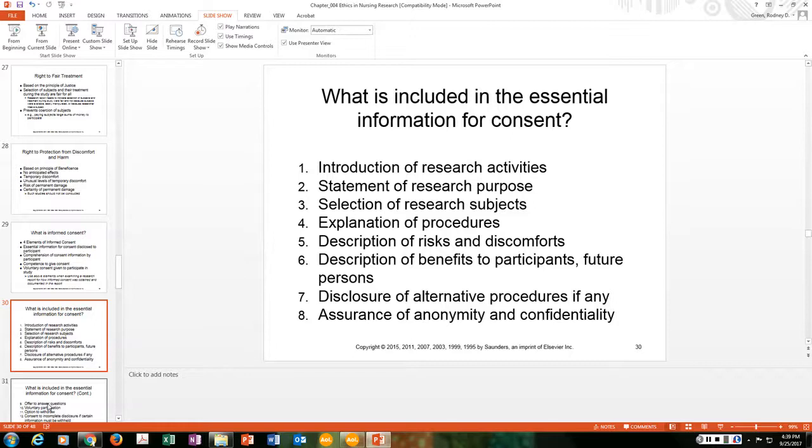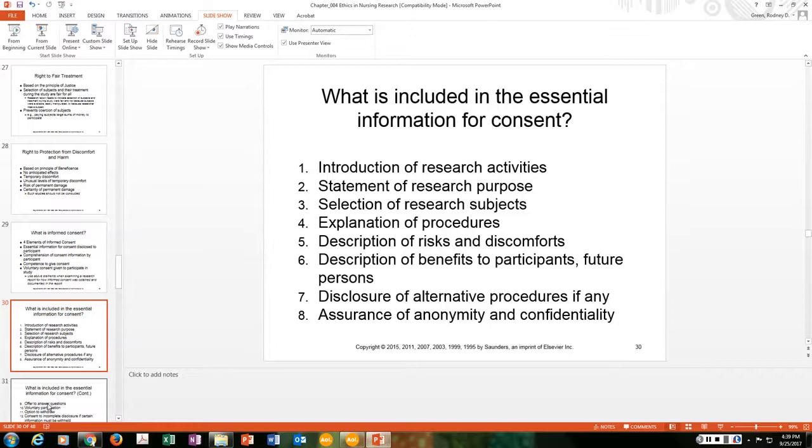Introduction of research activities. The researcher would ask someone to participate in the study. Statement of the research purpose. Selection of research subjects. The researcher might explain to the subject why they're being asked to participate.